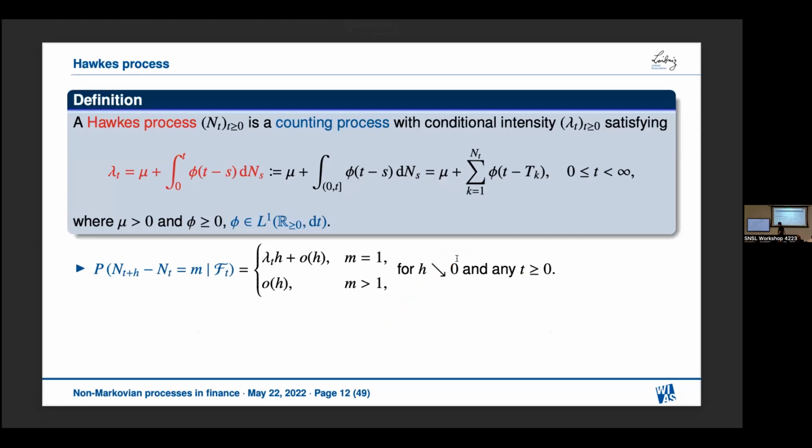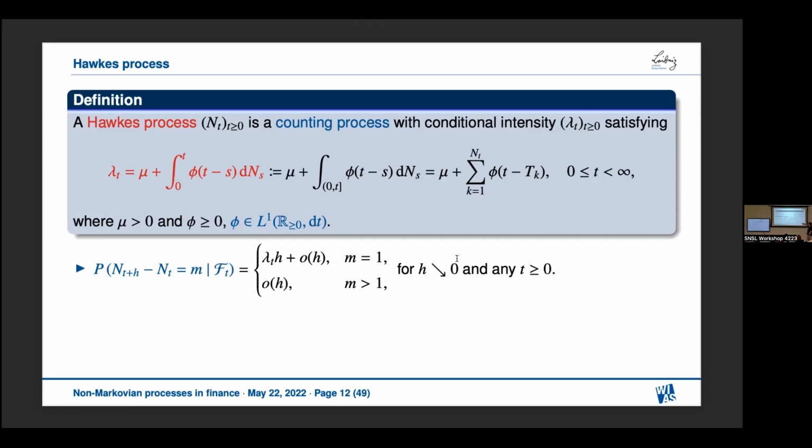Now, self-excitation means that the intensity does depend on the past. So now we come into processes where the intensity itself is a stochastic process. And specifically, a Hawkes process is a counting process with an intensity satisfying this equation here in red. So you have a baseline intensity mu. You have a memory kernel phi. And then you integrate over the past events.